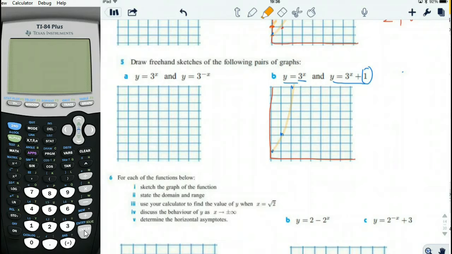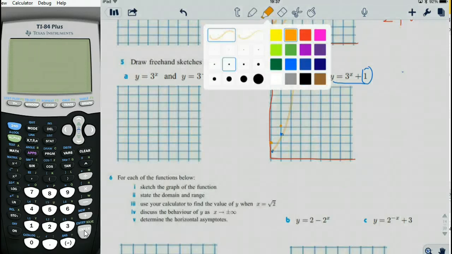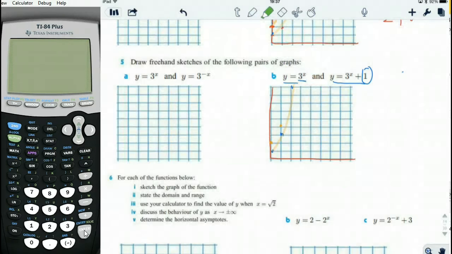And then what about 3 to the x plus 1? Well, 3 to the x plus 1, everything would just be plus 1. So this would be plus 1, this would be plus 1, and this would be plus 1. And so it would be similar, but it would be moved up. Okay? So that makes sense, right?